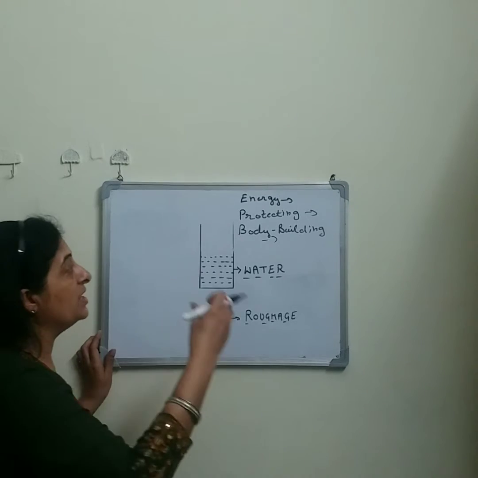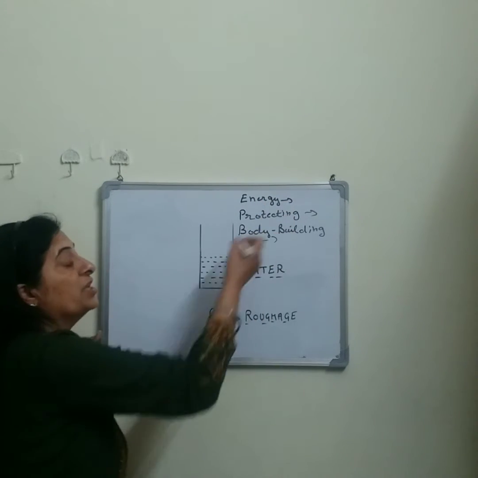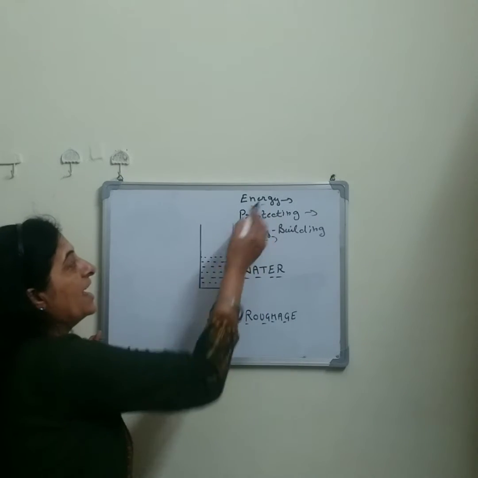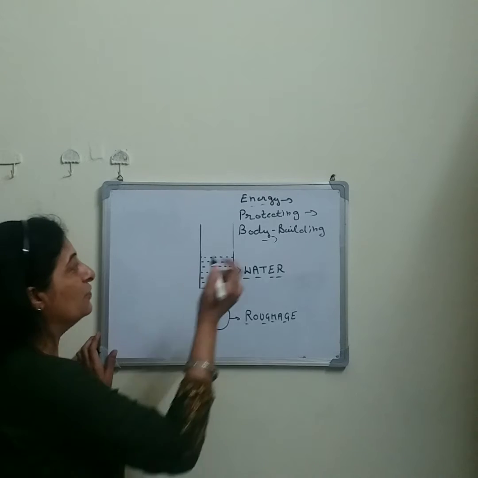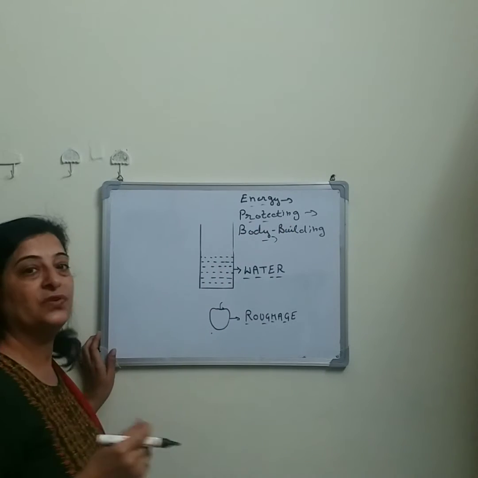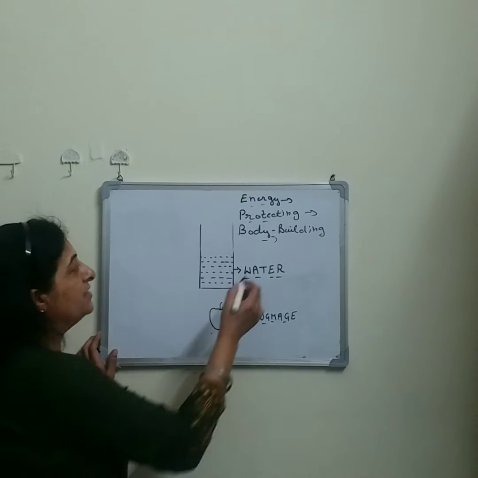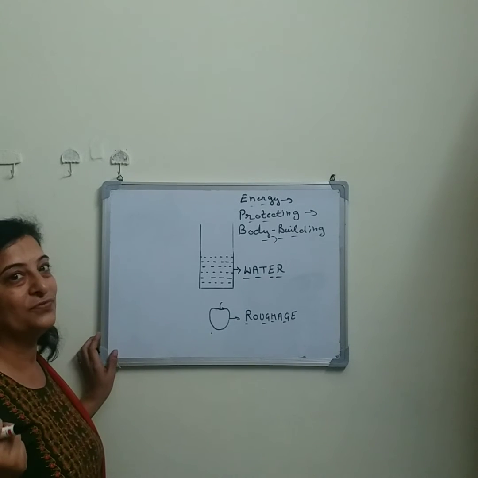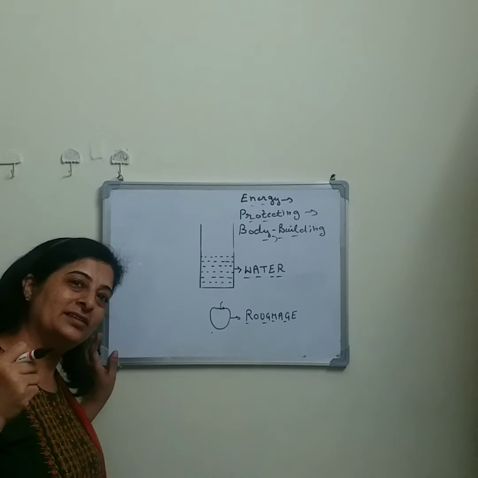So on the basis of the nutrients, we can divide the food into three categories: the food that gives us energy, the food that protects us from different diseases, and the food that helps in our body building. So we should eat healthy food.